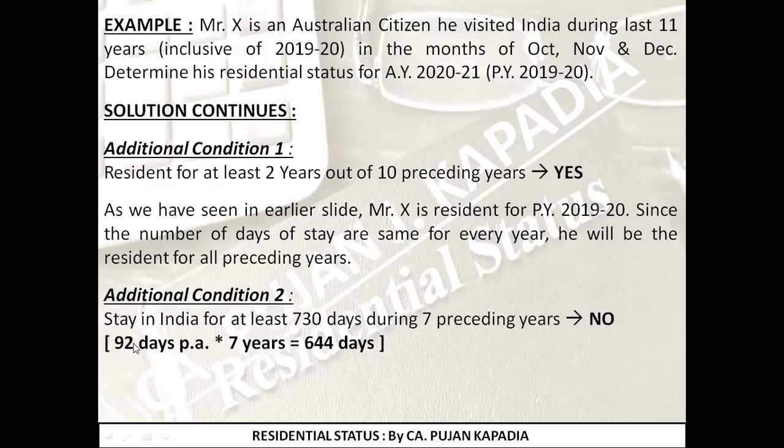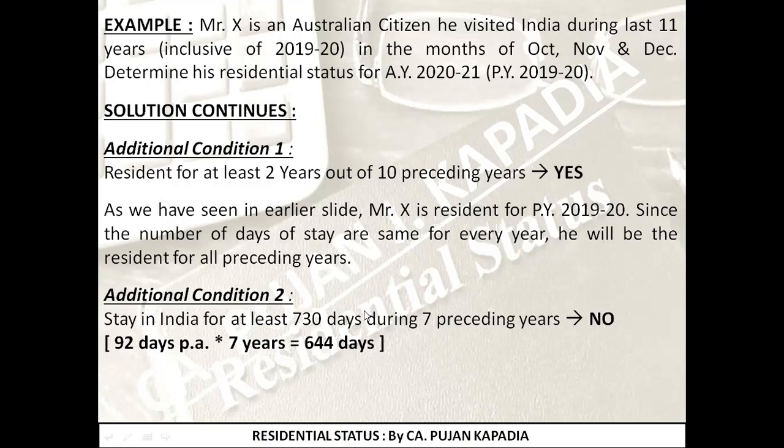So if in 1 year I am staying for 92 days, then in 7 years, what is going to be my total? So it is 92 multiplied by 7 years. It is coming to 644 days. And what is my requirement? It should be at least 730 days. So whether my requirement has been met, answer is no. My additional condition 2 is not satisfied.